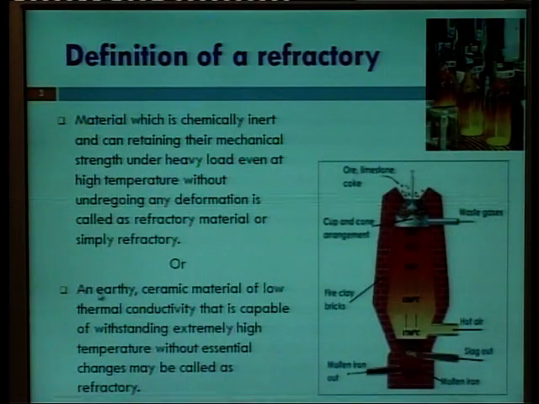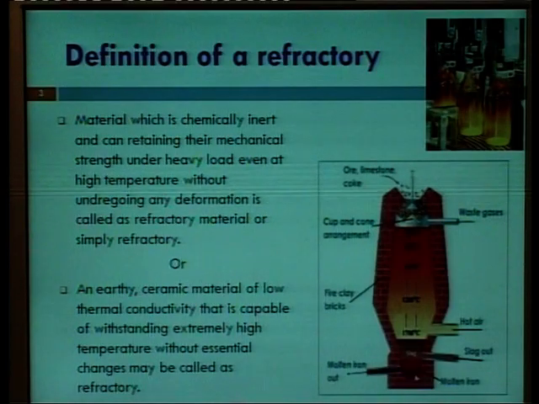So, I reiterate or redefine: what is a refractory? A refractory is an earthy ceramic material of low thermal conductivity that is capable of withstanding extremely high temperature without essential changes. Or any material for that matter which must be chemically inert and retain its mechanical strength even at a heavy load at high temperature without undergoing any deformation. It should not lose its shape even at a high temperature.